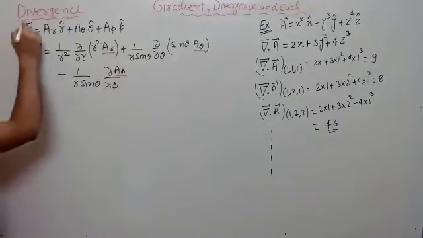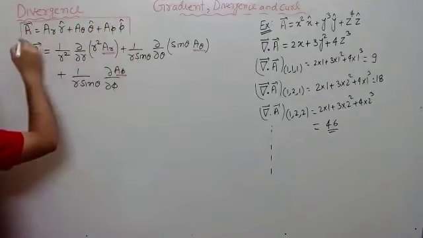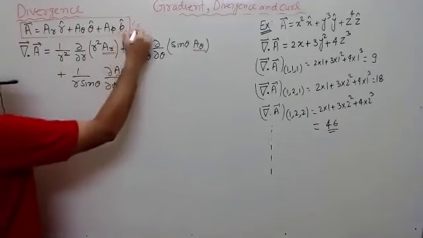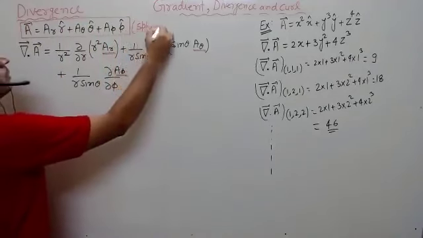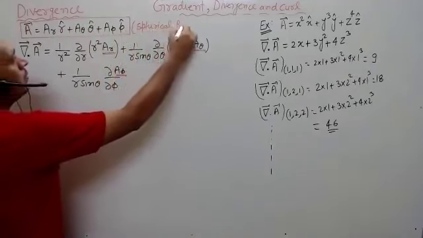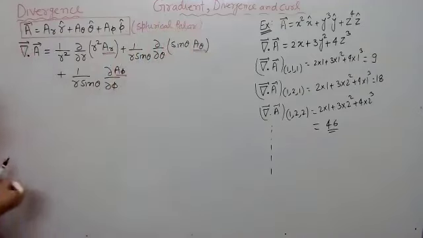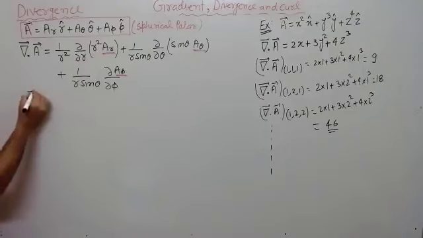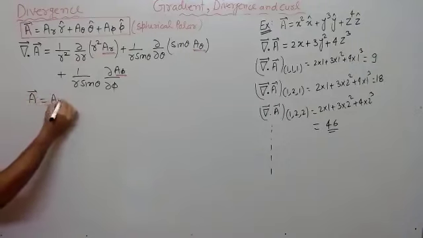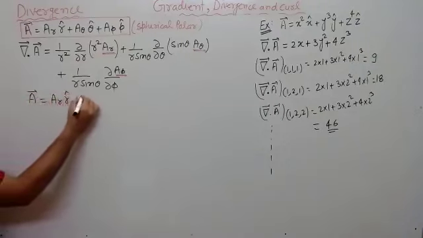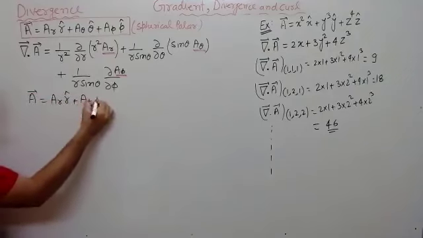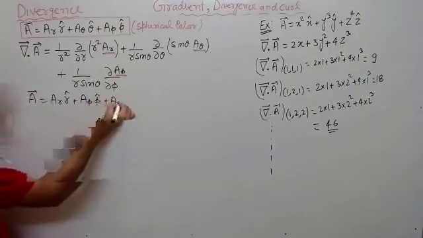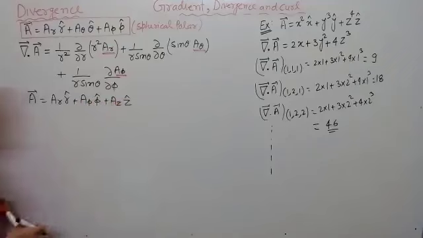So vector A is given in spherical polar coordinate. This is in spherical polar. Now next vector is in cylindrical coordinate. A phi phi cap and A_z z cap.